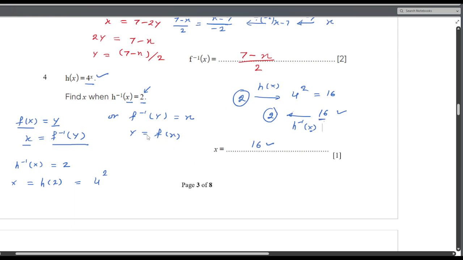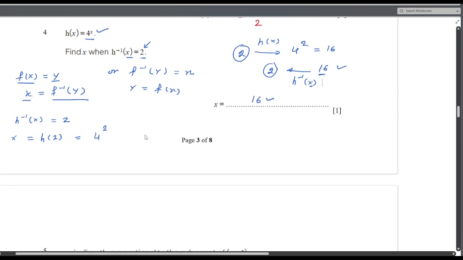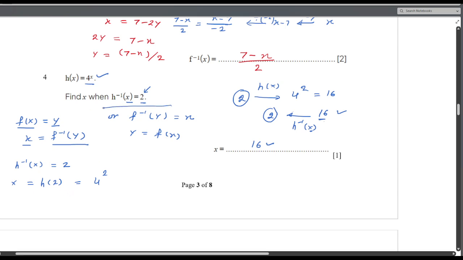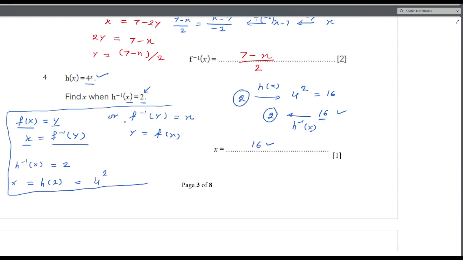Definitely this part will be a little confusing. So the best way is that you understand this first concept: if f(x) is y, then x is f inverse of y.